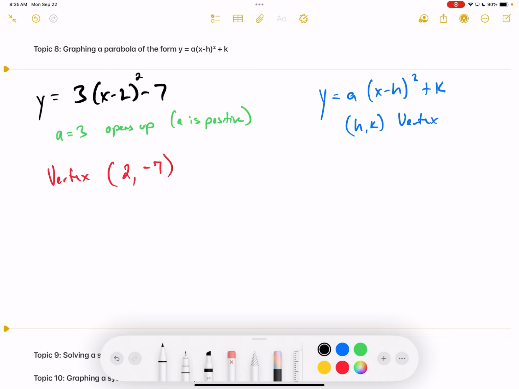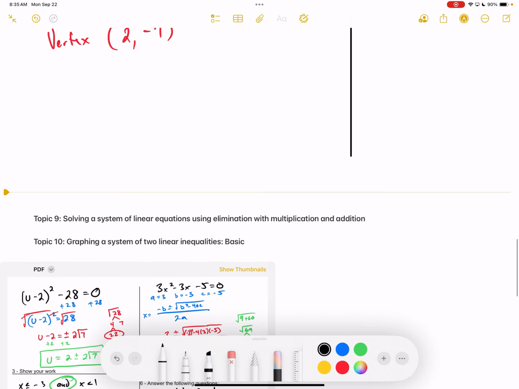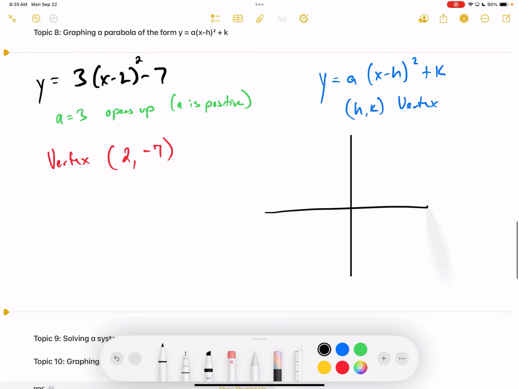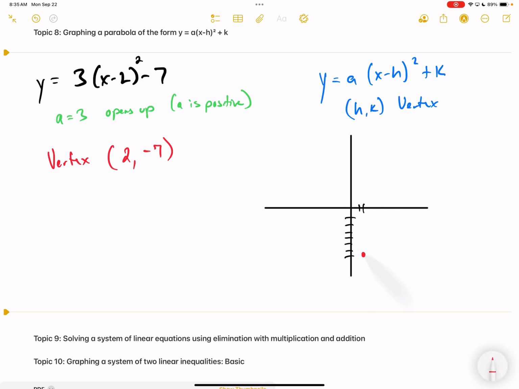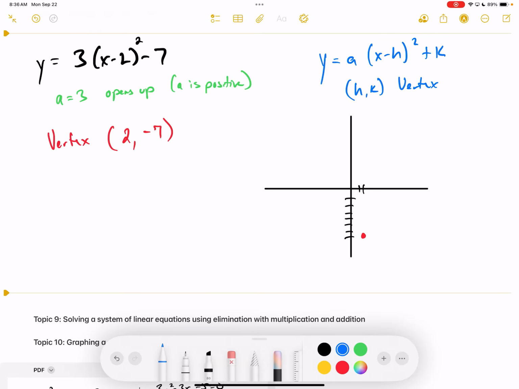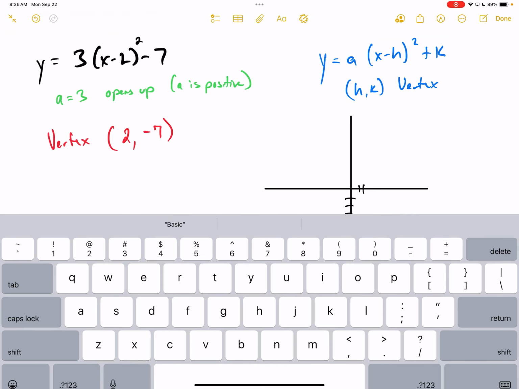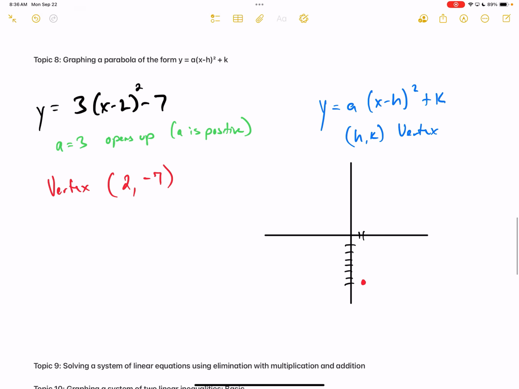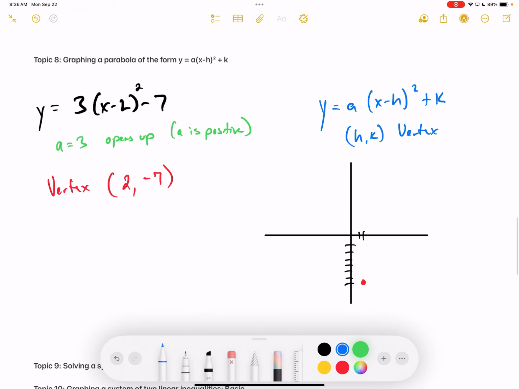All right, so to graph this, what do we have here? We got 2, negative 7. So 1, 2, 1, 2, 3, 4, 5, 6, 7. We have our vertex. It says in the directions to find your vertex and find 2 points to the left and 2 points to the right. So if I want to find 2 points to the left, then I can use the symmetry and do 2 points to the right.